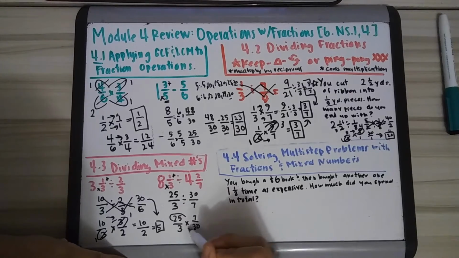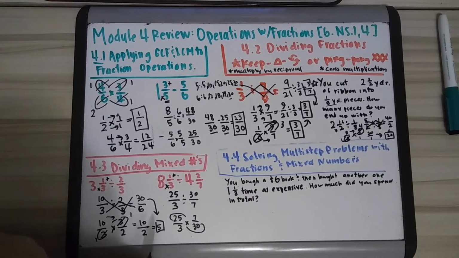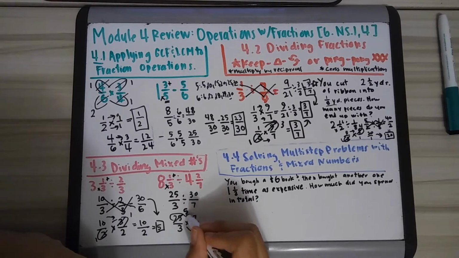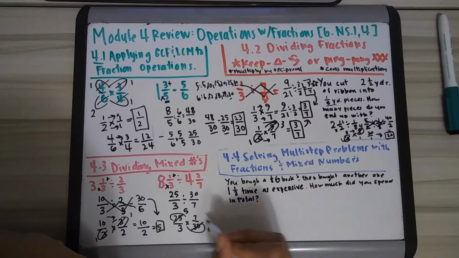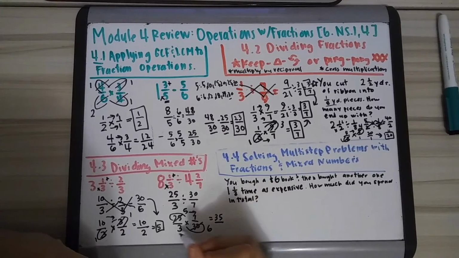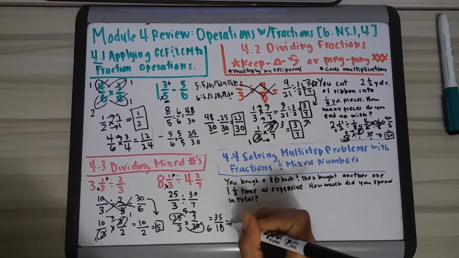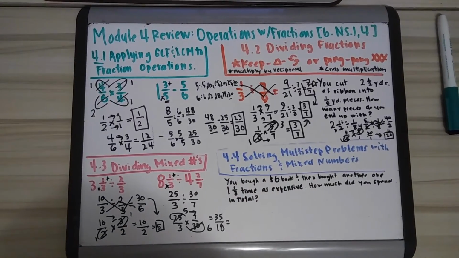But I look at 25 and 30, and I know that they end with a 0 or 5. That means that they're divisible by 5, so they have a common factor of 5. So 5 goes into 5 once, and 5 goes into 30 6 times. Now I have 5 times 7 is 35, and then 6 times 3 is 18. Now, you guys, I have an improper fraction right here, so I have to change that into a mixed number, okay?